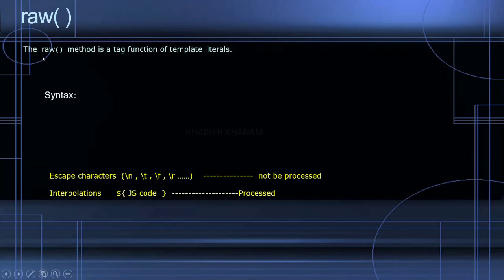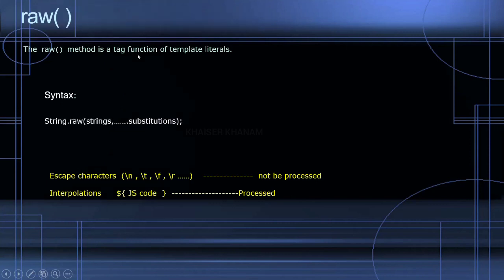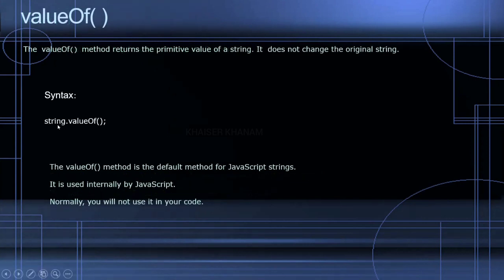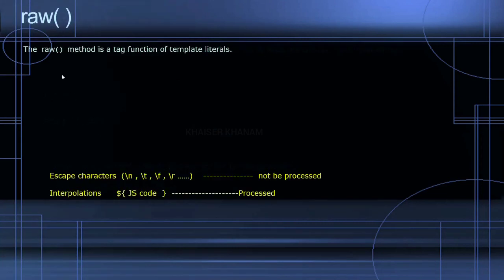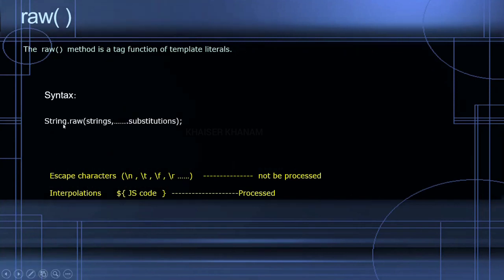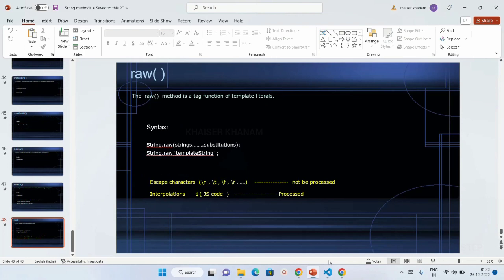And finally, we have the raw method, and this method is used to tag a function of a template literal. This will be the syntax: String dot raw. Now let me show you. In the other methods, the string is the text, whatever text we have created and whichever variable we have assigned. But for this raw method, this is a String object. In capital S we have to write, and this is not any variable or anything. This is a String object. Now in this raw method, what happens? Suppose, okay, I will just show you with an example.